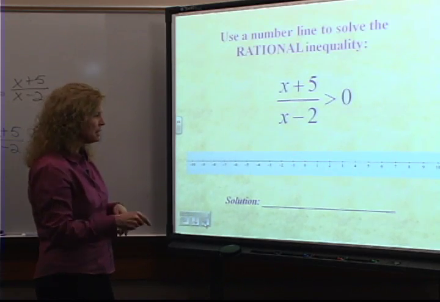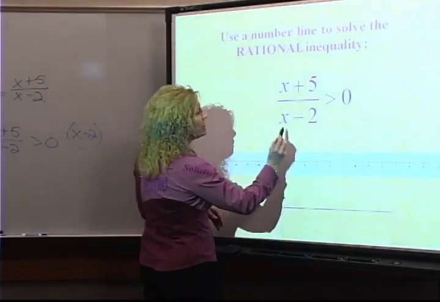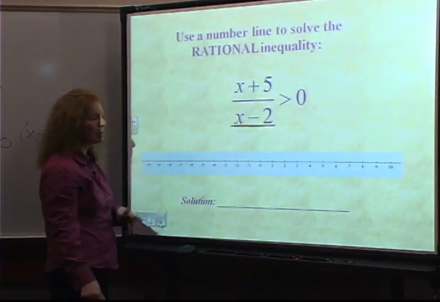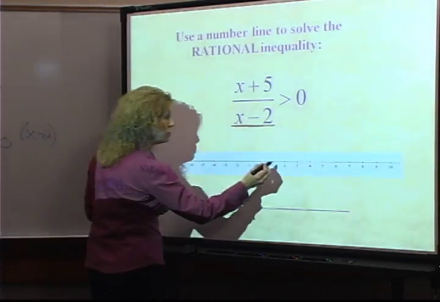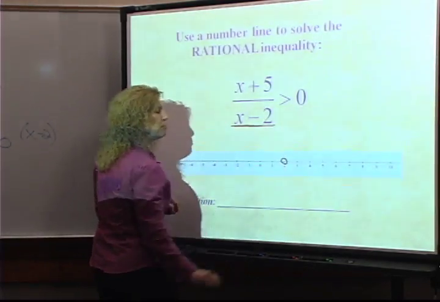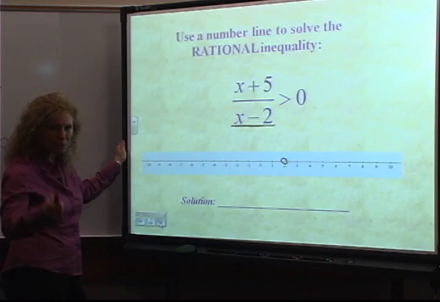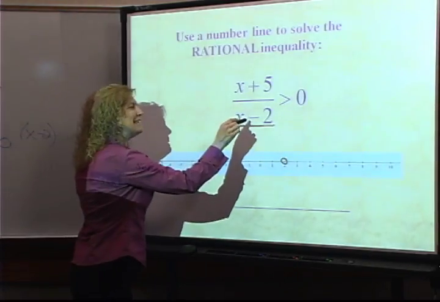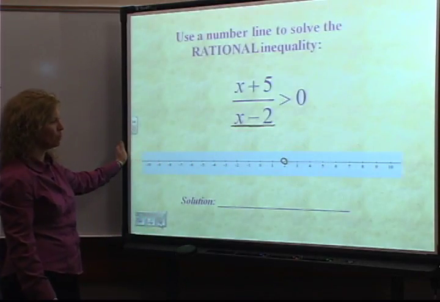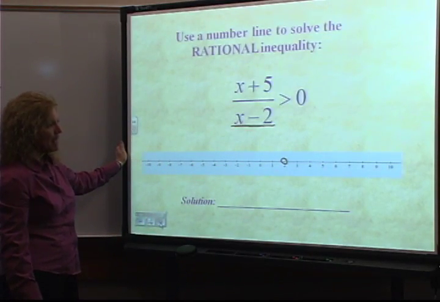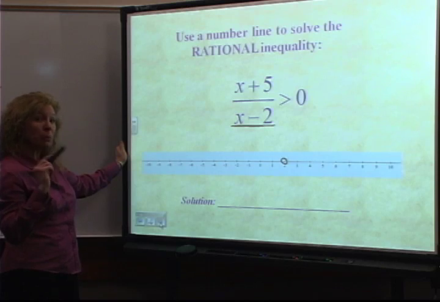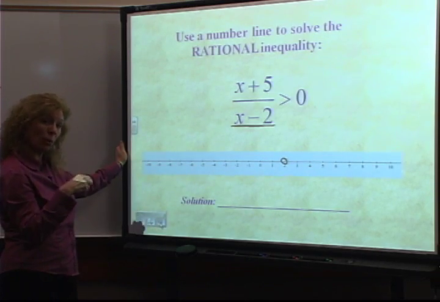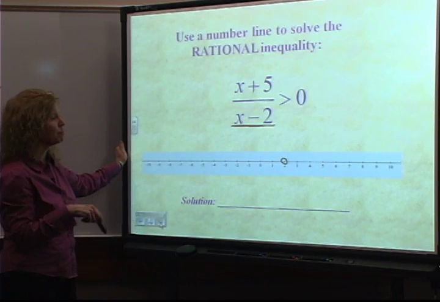So here's the first thing you do. Look at where your denominator would equal 0. My denominator would equal 0 at 2. Now I'm putting a big open circle at 2 because I want you to see my open circle, and because it can't equal 2. That is an important breaking point. And we saw that with our whole graph on the last screen.